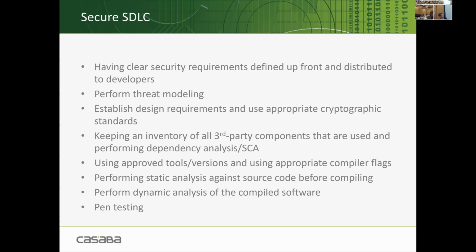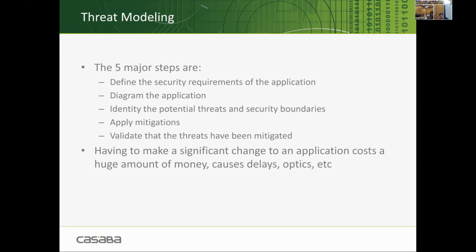So you should have a list. A lot of times in large organizations, there's lots of different teams. And more often than not, each of those teams are kind of responsible for their security. So this is sort of generalizing to make it a bit better, a bit more standard, I guess. Using approved tools and versions, making sure you use appropriate compiler flags, consistently run static analysis against the source code. Make sure you do that before compiling and releasing. Perform dynamic analysis of compiled software to make sure it does everything that's intended. And then bring people like me in to do penetration testing on the software.